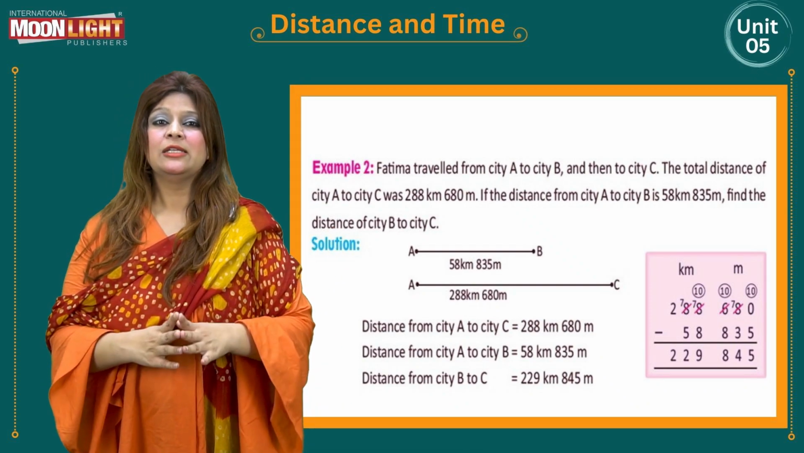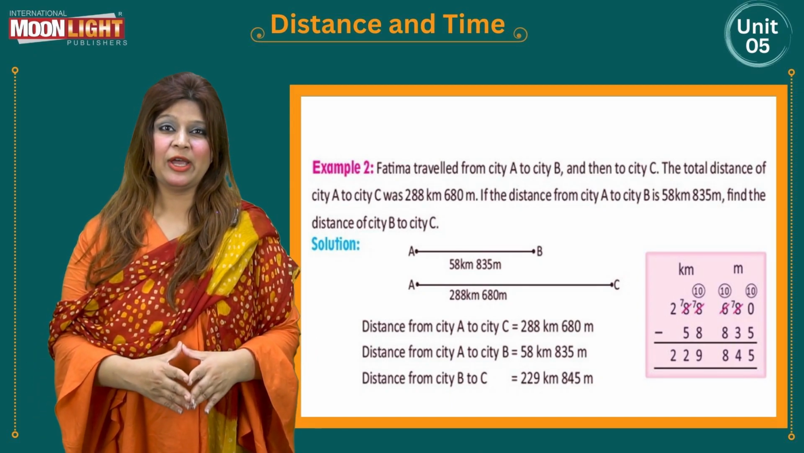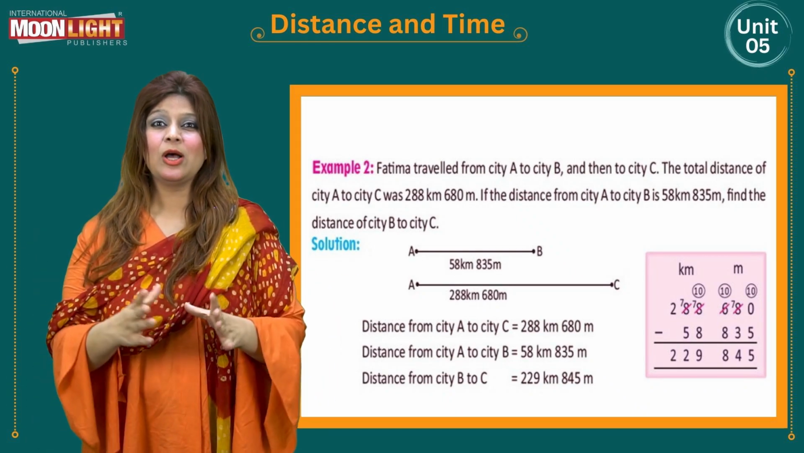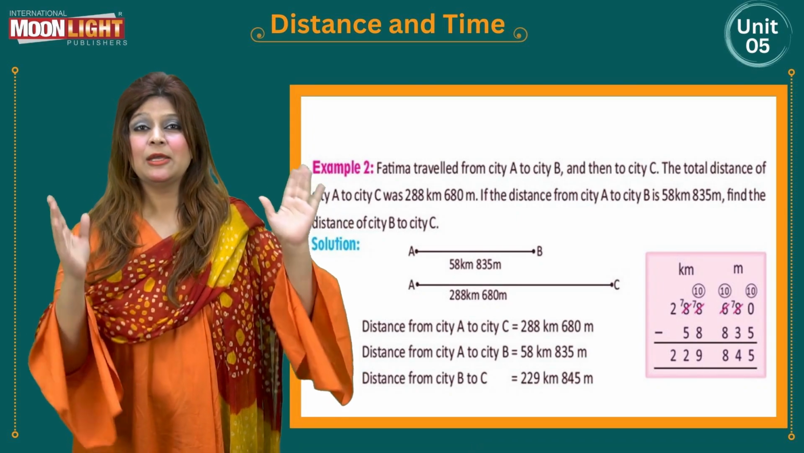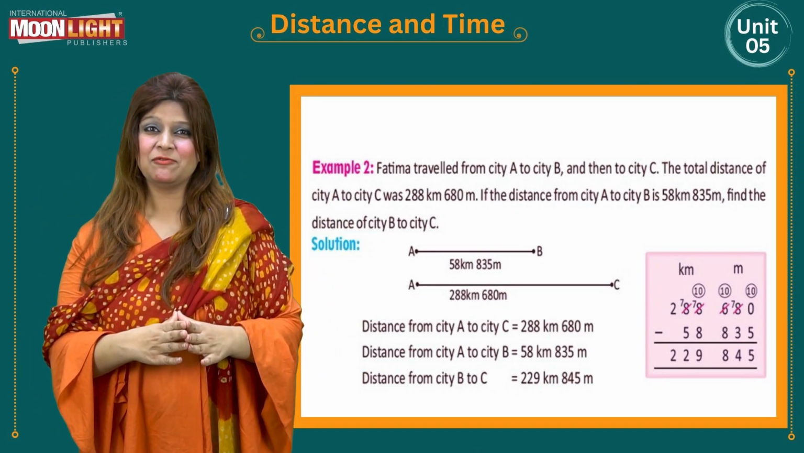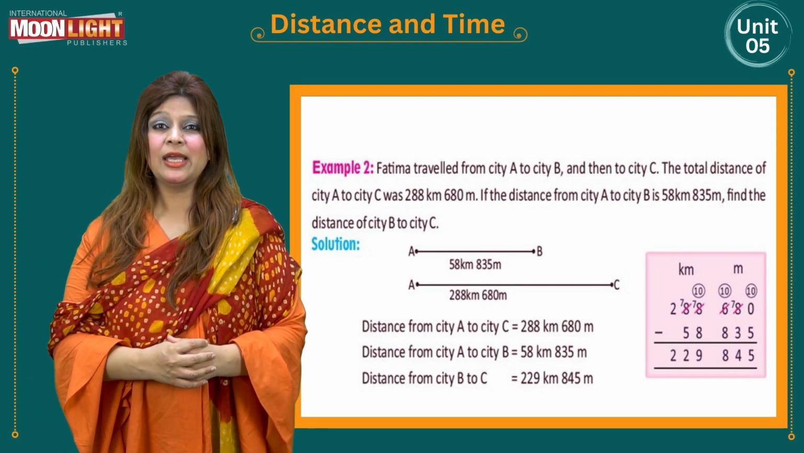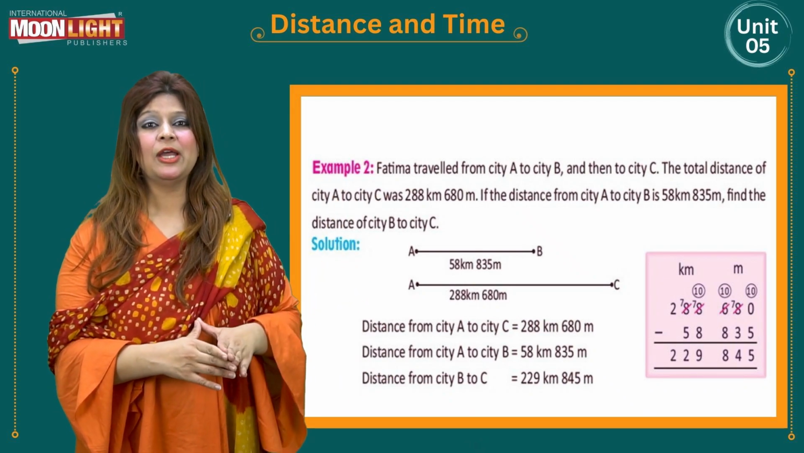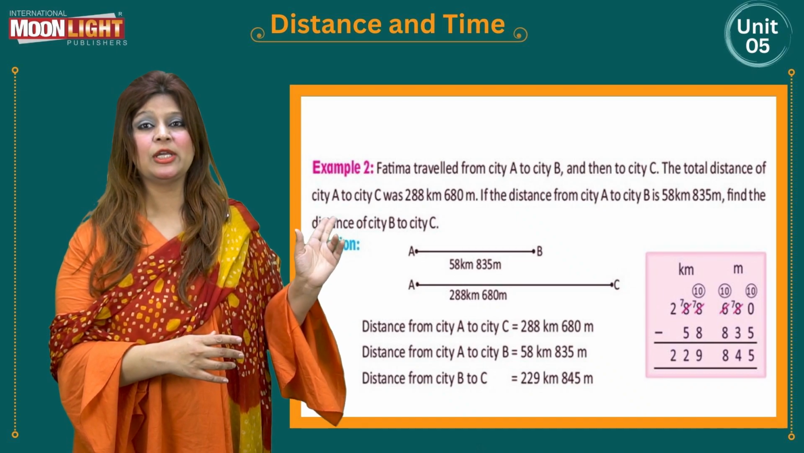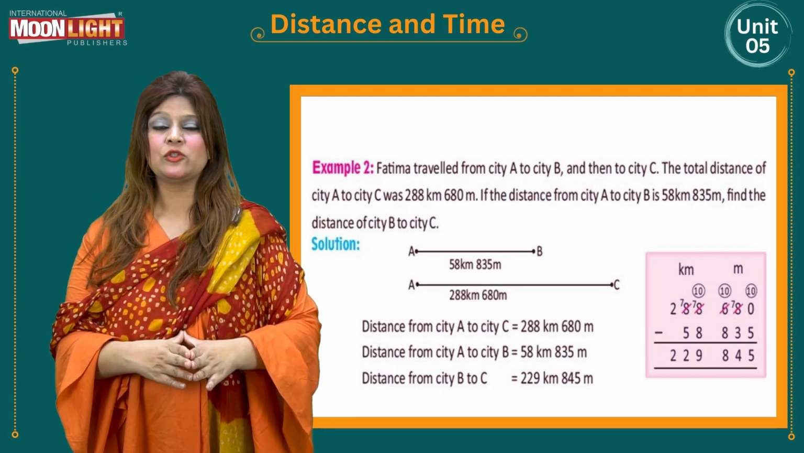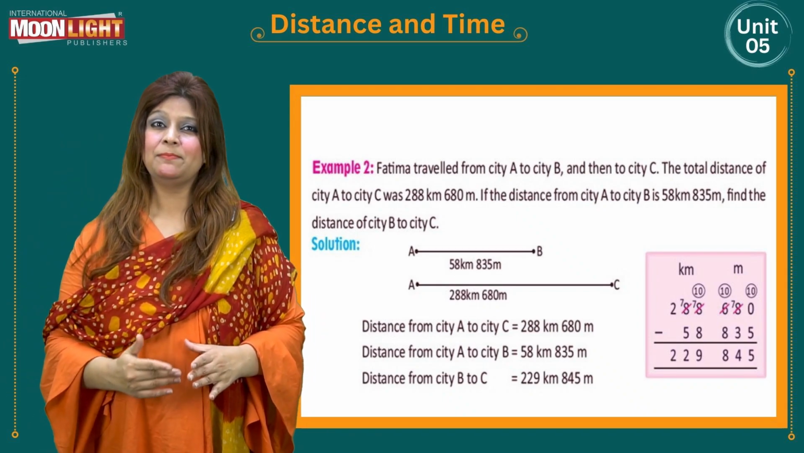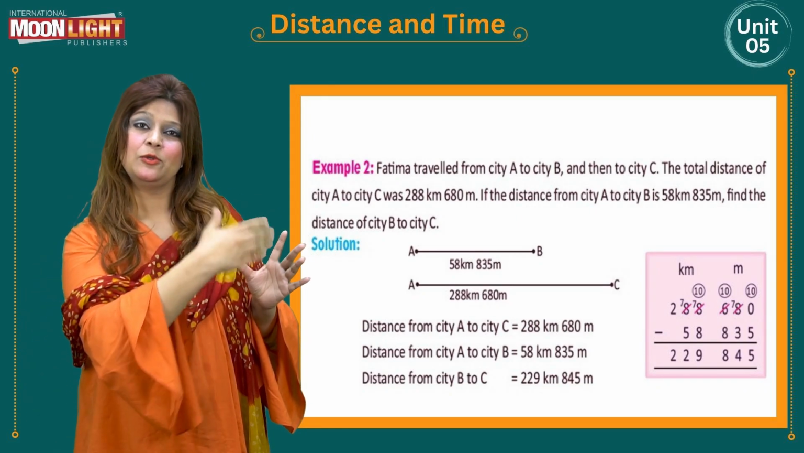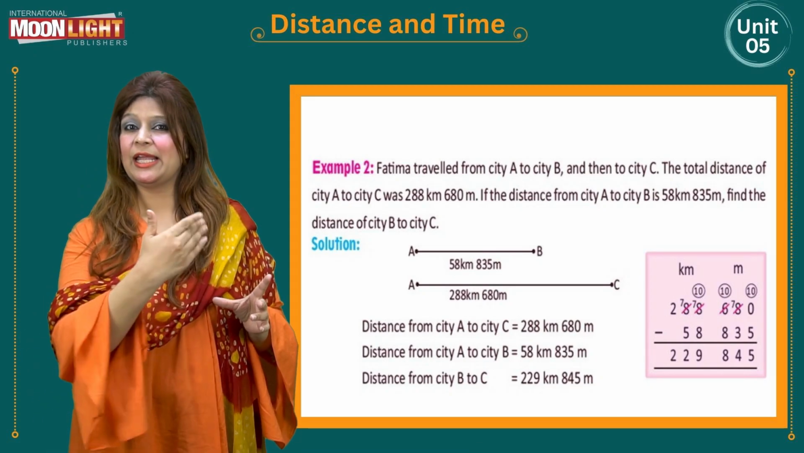And then the final thing, the distance from city B to C, which we need to find out. Because we have to find the distance from B to C, from this picture I got that we need to subtract. Yes, from subtraction we are going to get the distance. So here we go, we write kilometer over here and meter over here, and then we write 288 in the kilometer section and 680 in the meter section, lining up according to place values, 1, 10, 100, starting from ones.